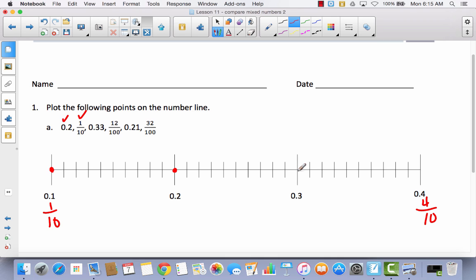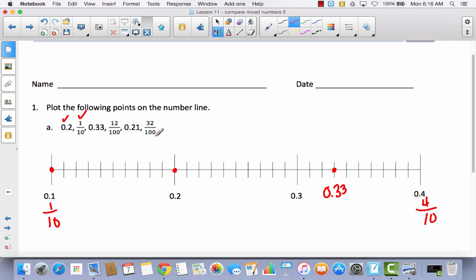Well, you put it where you think that it would go, and then let's compare and see if we have it in the same place. Okay, well, we need to count over. So this is 30 hundredths. This would be 31 hundredths, 32 hundredths, 33 hundredths. So hopefully that's where you put it. And I'm going to go ahead and label that 33 hundredths.